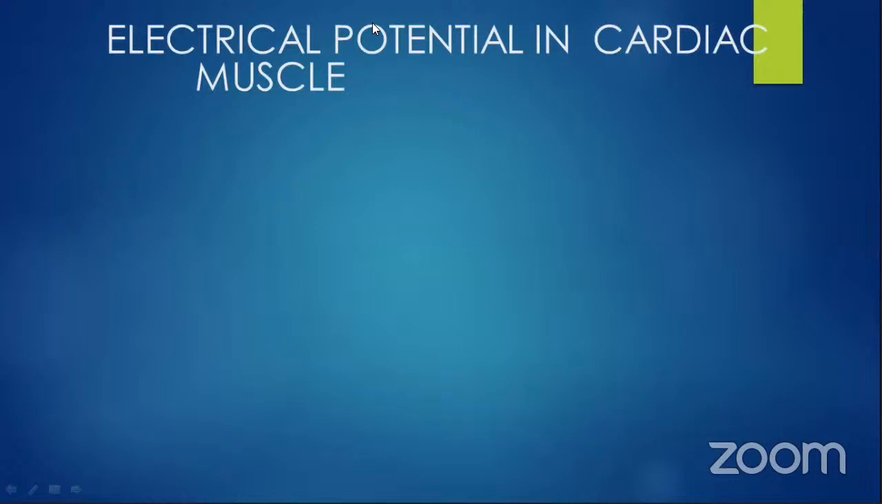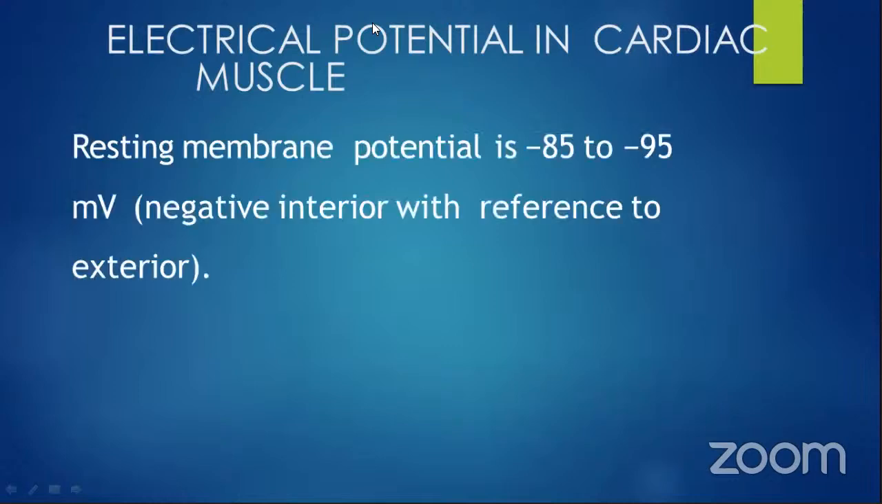Coming to the electrical potential of cardiac muscle. The resting membrane potential of cardiac muscle is minus 85 to minus 95 millivolt, negative interior with reference to exterior. This is the resting membrane potential of the contractile cardiac muscles, that is, the muscles of the atria and ventricle.